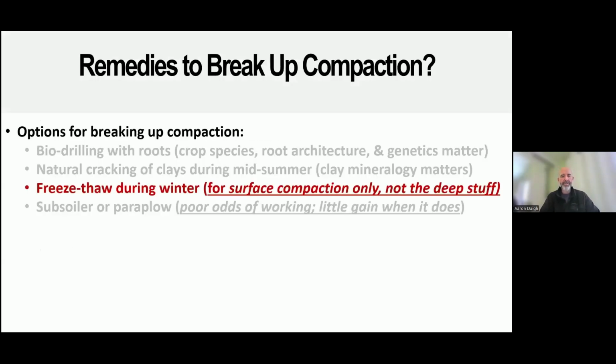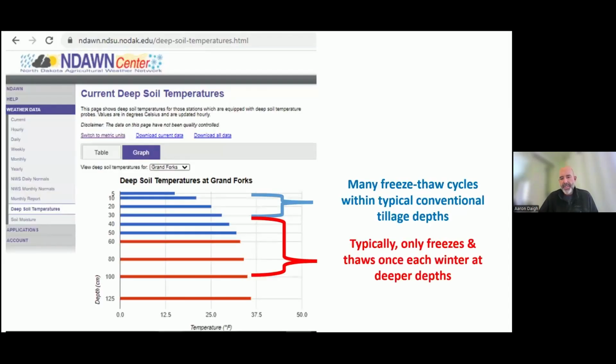Freeze thaw, just very quick on that. Freeze thaw is usually the question I get asked the most in the past: doesn't that alleviate my compaction? For surface soils, sure, absolutely. Even up in Grand Forks where it gets very cold and you have a lot of freeze thaw cycles during the winter, most of those freeze thaw cycles are consolidated into just the top depths where your typical primary tillage implement like a chisel plow is hitting in the first place.